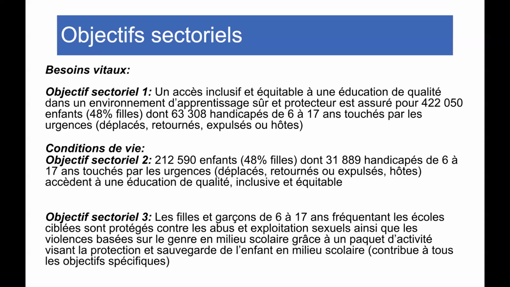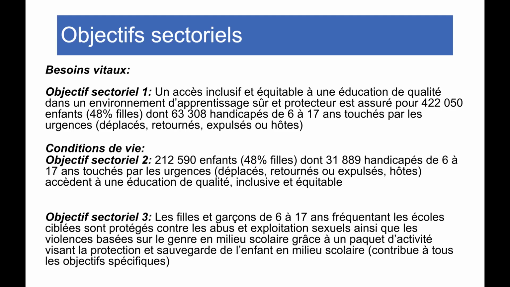The third objective is that we want children aged 6 to 17 to be protected from abuse, sexual abuse, exploitation, as well as gender-based violence in schools. And so this is a package of activities that are aimed at protecting and safeguarding children in school. All of these contribute to other objectives.